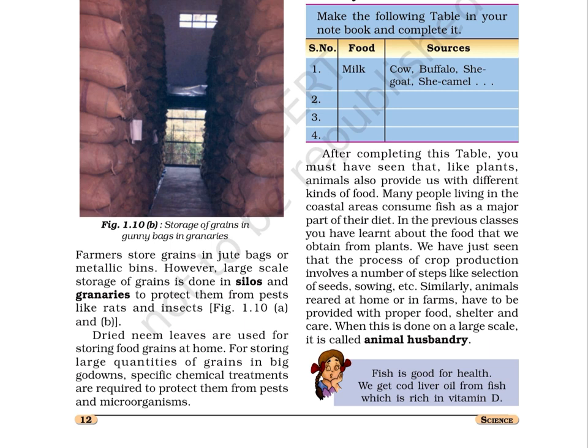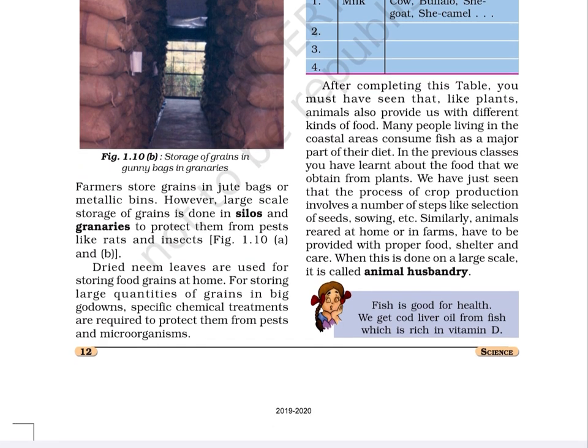After completing this table, you must have seen that like plants, animals also provide us with different kinds of food. Many people living in the coastal areas consume fish as a major part of their diet. In the previous classes, you have learnt about the food that we obtain from plants. We have just seen that the process of crop production involves a number of steps like selection of seeds, sowing, etc. Similarly, animals reared at home or in farms have to be provided with proper food, shelter and care. When this is done on a large scale, it is called animal husbandry.